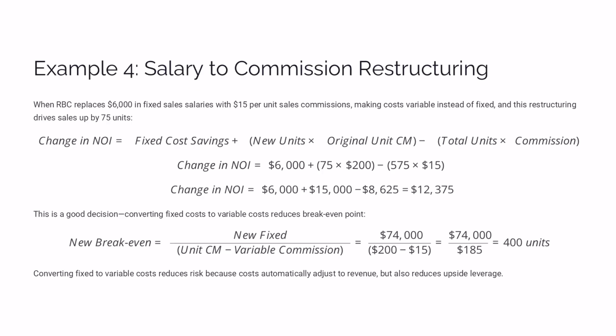Netflix made the opposite move in 2018, converting variable content licensing costs to fixed costs by producing original content, accepting higher upfront costs, but gaining control and eventually higher margins, which is why their stock price has increased 400% since that strategic shift.